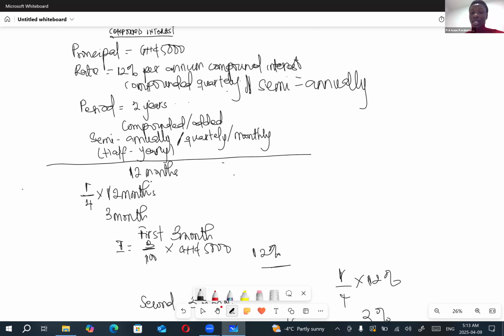Semi-annually means what? Every 6 months, right? If this is the case and she wants to save with the bank for 1 year, how many steps, or how many times would the interest be calculated? How many steps will you be doing? I said semi-annually means half a year. How many steps? 2. I'm not saying that's the answer, so if you are thinking something else, talk to me, okay?